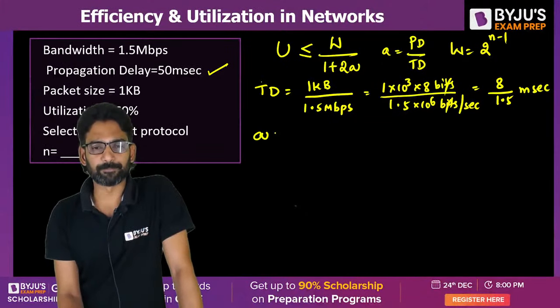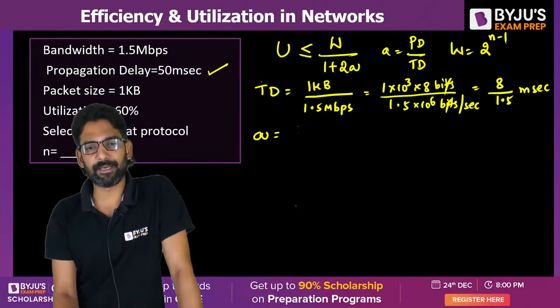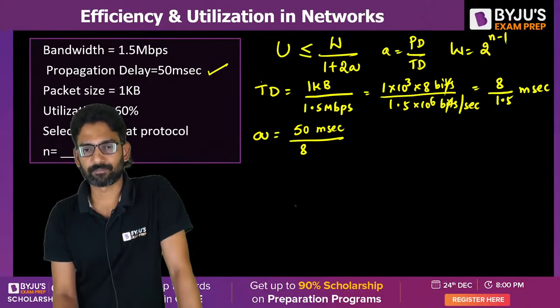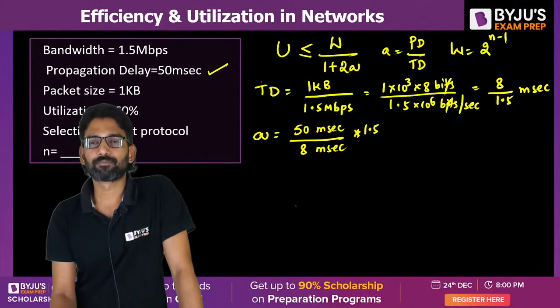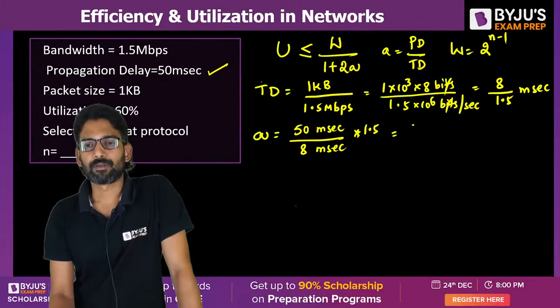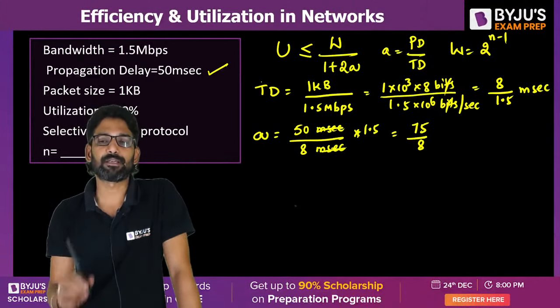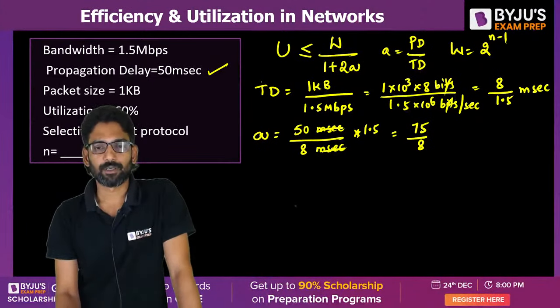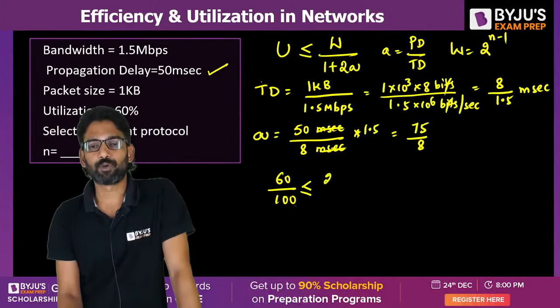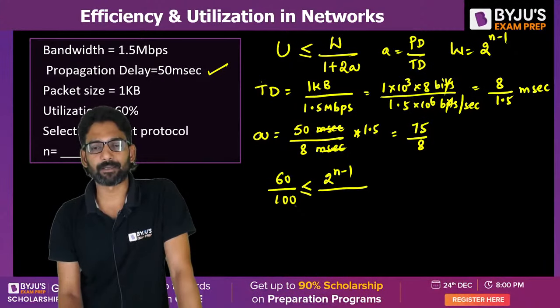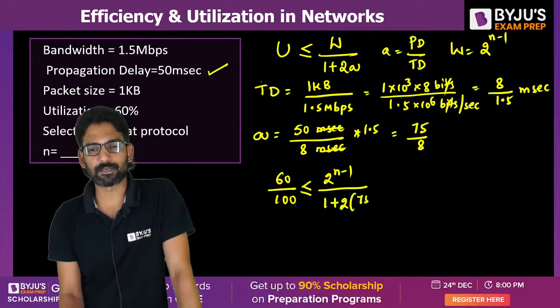We want a. a is PD by TD. PD is 50 milliseconds by TD, 8 divided by 1.5. That means 1.5 goes here, so this is 75 by 8. So, a value is 75 by 8. Now, substitute U, 60 by 100 less than or equal to 2 power n minus 1 divided by 1 plus 2 into 75 by 8.